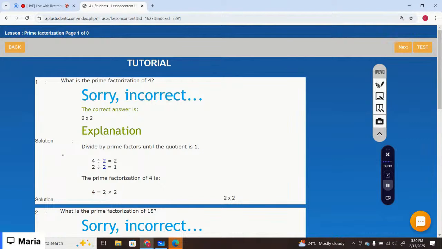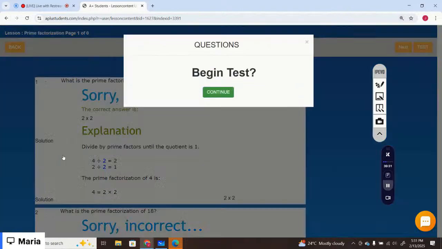So 4 divided by 2 is 2. Then you have to divide the 2 again by the smallest prime number until you have the answer 1. The smallest prime number that can divide 2 is 2. So 2 divided by 2 is 1. So the prime factors are 2 times 2. Let's start with the test questions.